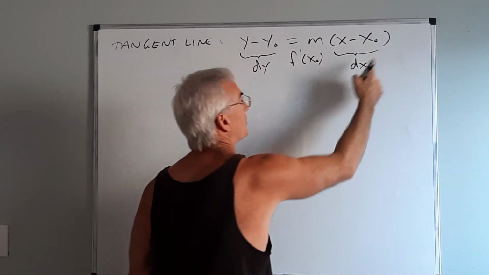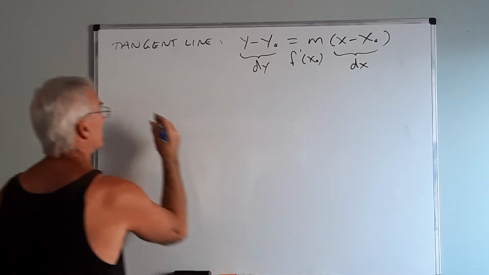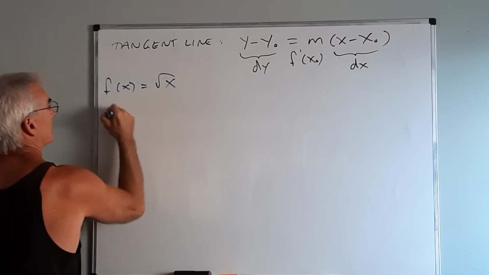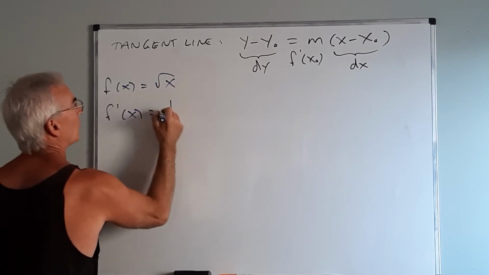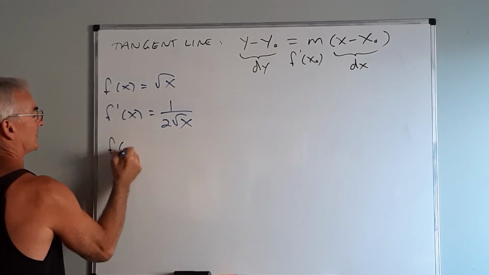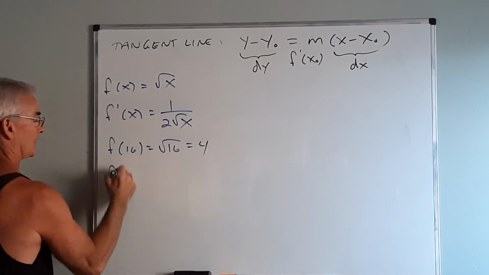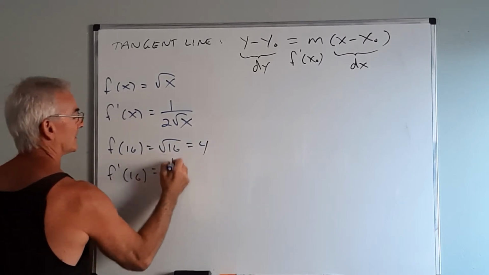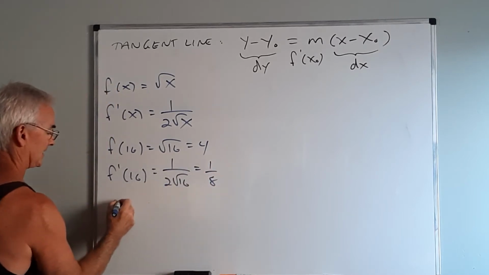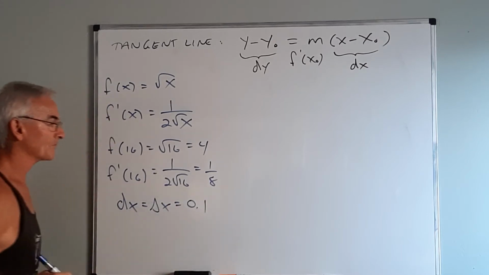Now, this equation applies to all problems, not just this one. So in our particular problem, we said that f of x was the square root function. Therefore, f prime of x would be 1 over 2 times the square root of x. Next, we know that f of 16, which is the square root of 16, or 4, and we know that f prime of 16 is 1 over 2 root 16, or simply 1/8. And then finally, dx, or delta x, is 0.1.